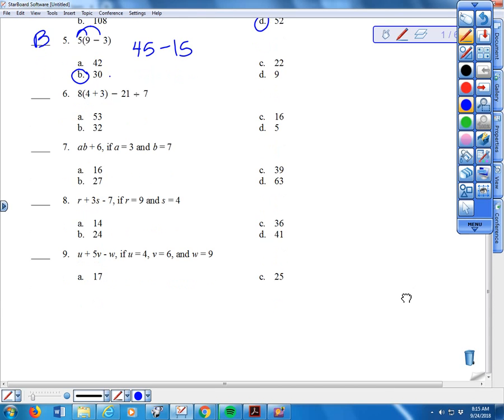Okay, next problem. What's going to come first in order of operations? Parentheses. So what is 4 plus 3? 7. So now I have 8 times 7 minus 21 divided by 7. Now what? 8 times 7, okay. 56 minus 21 divided by 7. Yes, division would come before subtraction. So 21 divided by 7 is 3. 56 minus 3, 53.